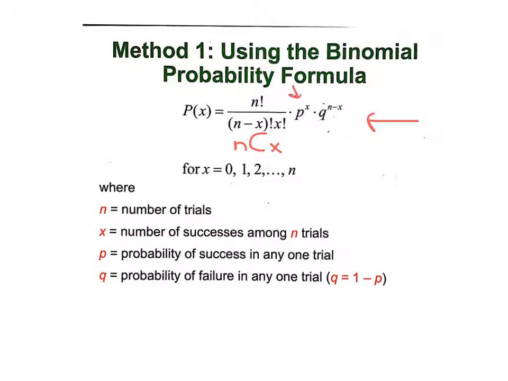We know what P is already. We know what X is. X is the number of successes. Q is failures, and you do N minus X. So our two exponents always add up to be the number of trials. And it tells you down here what all the letters stand for again. But those are the same things we had on the other slide.